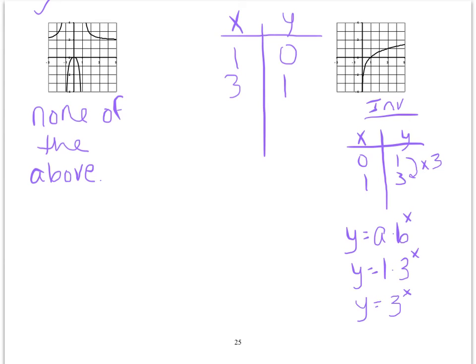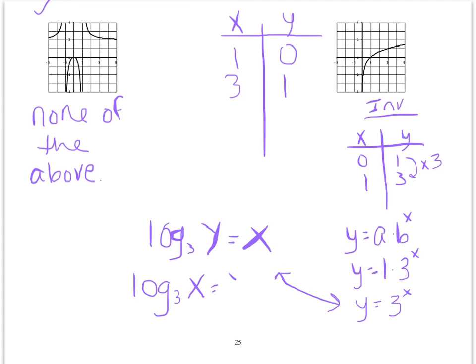So the inverse of this guy would be log base 3. Right? So if I were to write this as a log equation, it would say that log base 3 of y equals x. And then the last step of finding an inverse is make the x's y's and the y's x's. So I would get log base 3 of x equals y.